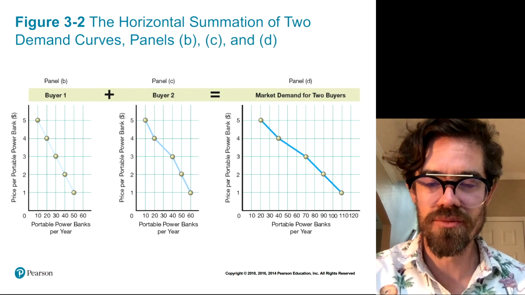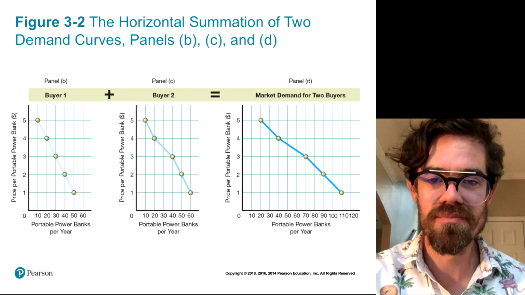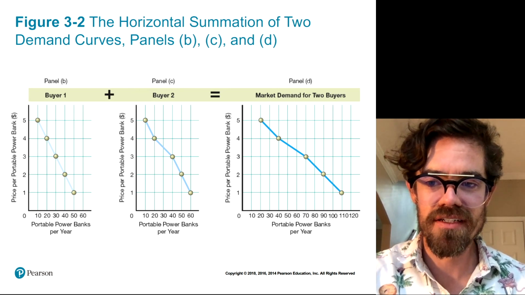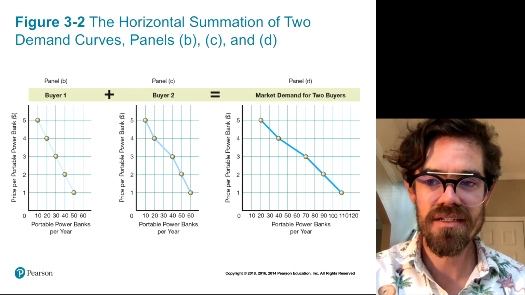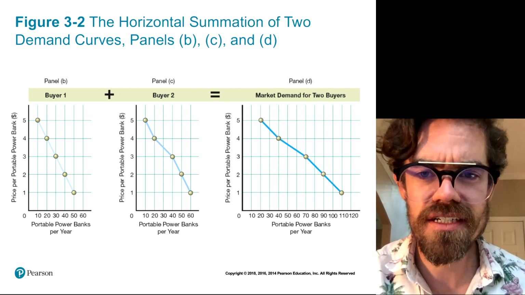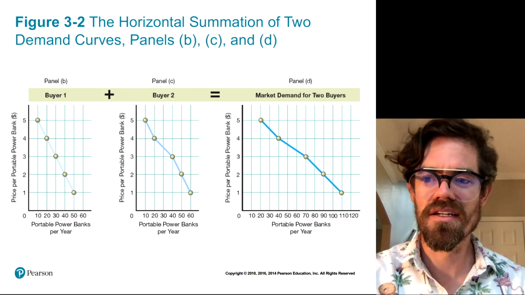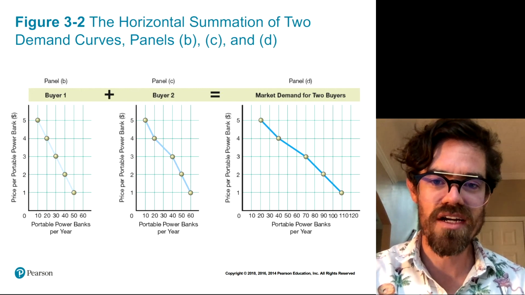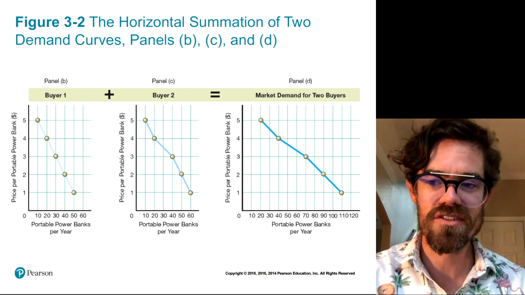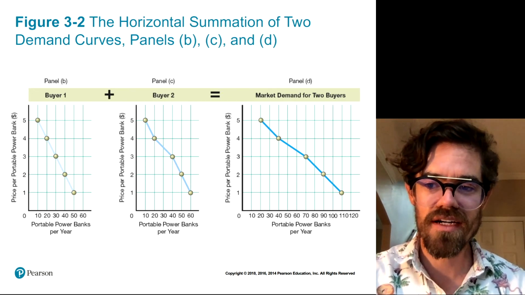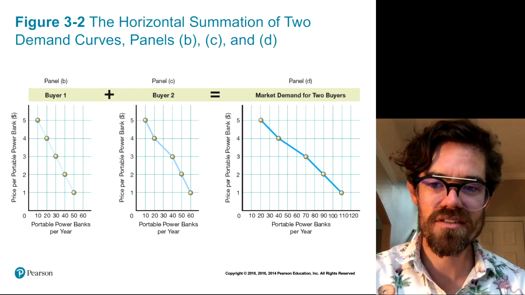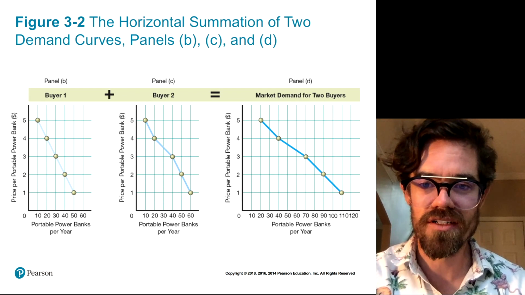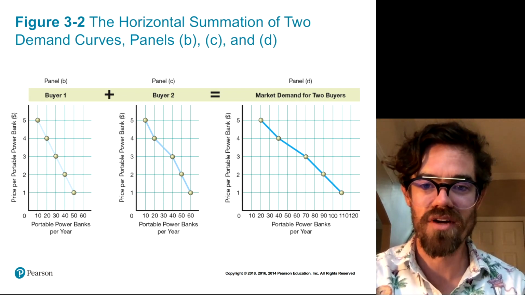And this is what it would look like graphically. Okay, so we see buyer one, their individual demand curve in panel B. Panel C is buyer two's demand curve. And if we add them together horizontally, right, so going across for each price, adding up across horizontally, we get panel D, which is market demand. Okay, so that's what it would look like graphically.